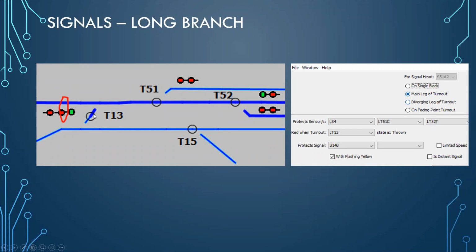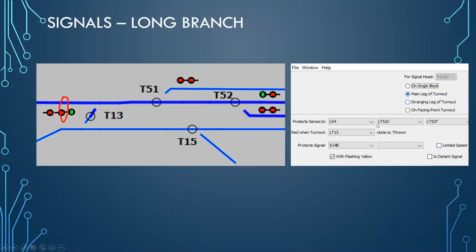So certainly if 13 isn't thrown correctly, all 3 of these have to be red, because no one can proceed from here. And so that special situation, the sensor at 13 is LS4. This is one of the BD4 sensors, right here. So certainly if anybody is occupying this track right here, these all have to be red. So that's why that's set that way.